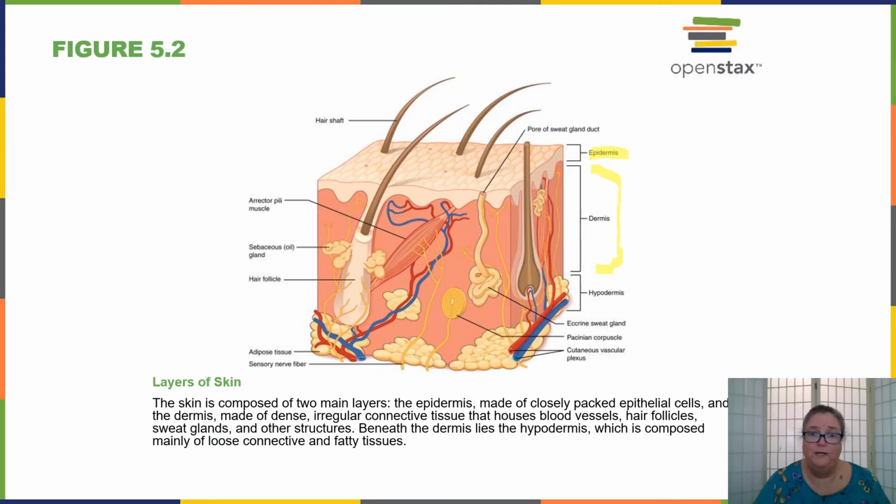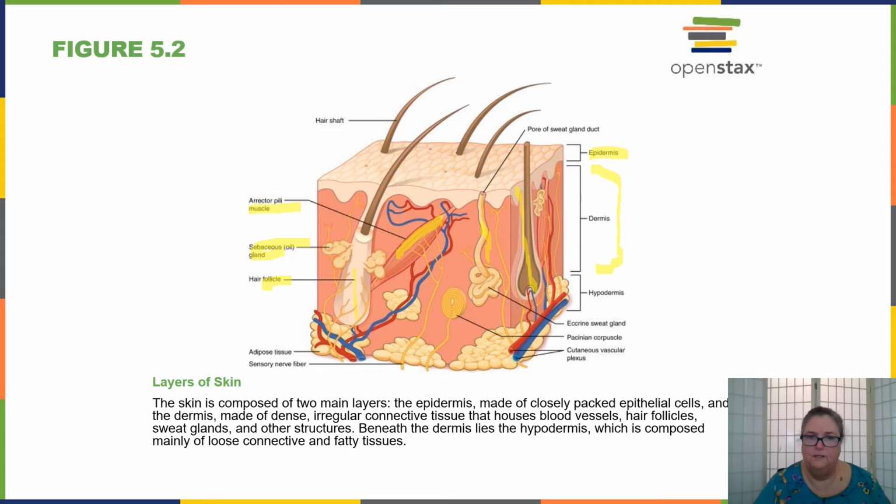We see a sweat gland, an eccrine sweat gland. We see a hair follicle. We see the erector pili muscle. We see a sebaceous gland, which produces oil. We see the hair follicle. We see some nerves represented by these yellow lines. We see capillaries, shown in blue and red for the arterioles and venules.